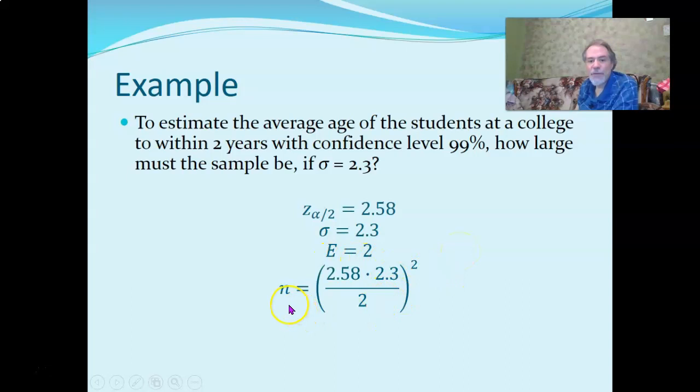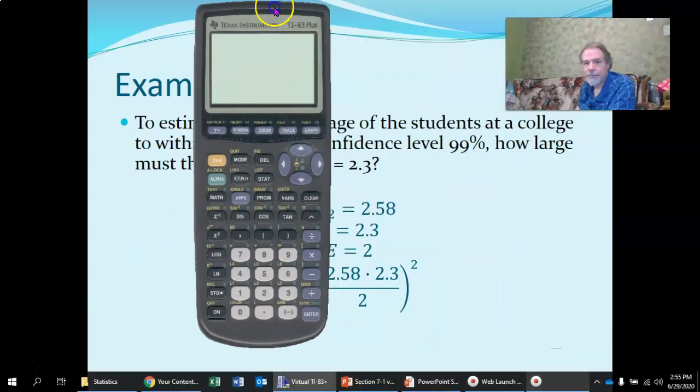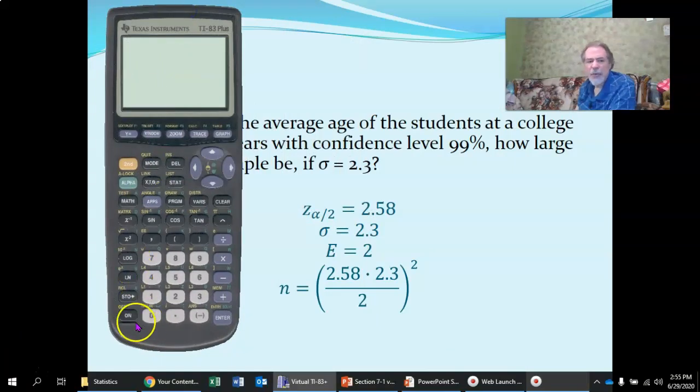And when we put those into the formula, it looks like this. n equals 2.58 times 2.3 over 2, and then the whole thing is squared. Here's what that looks like when I put it into my calculator. And there isn't a special calculator function that we can use for this. We just put in this formula. So parenthesis, 2.58 times 2.3 divided by 2, close parentheses, squared.